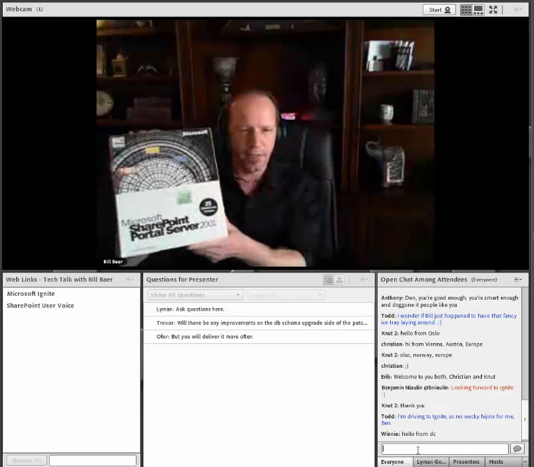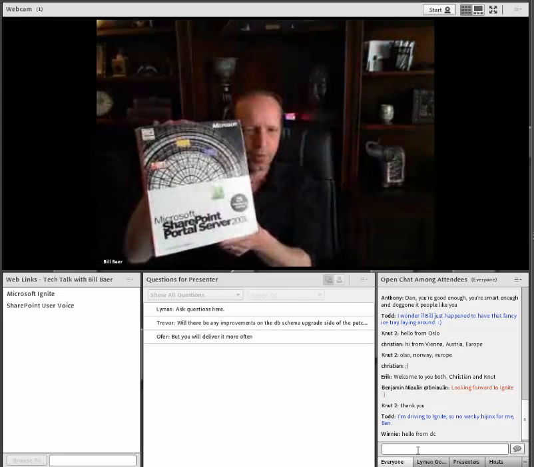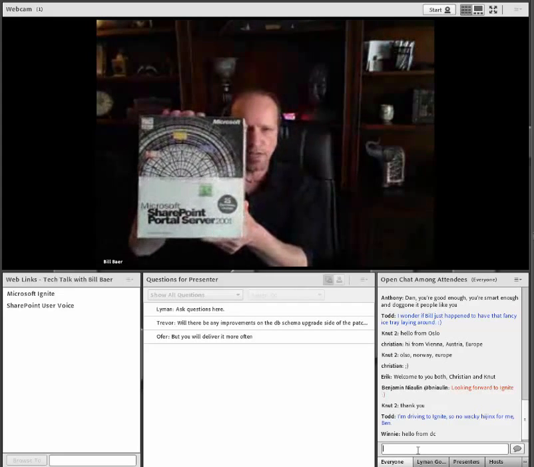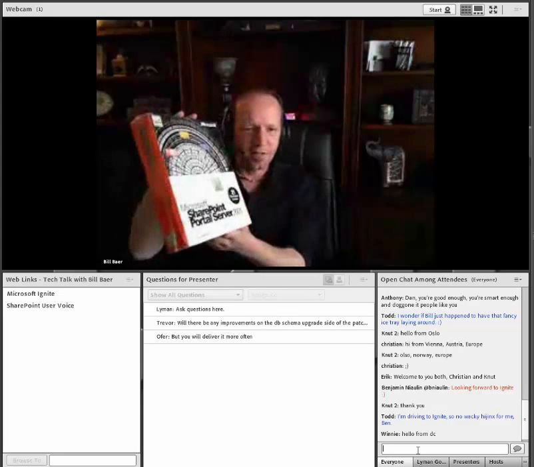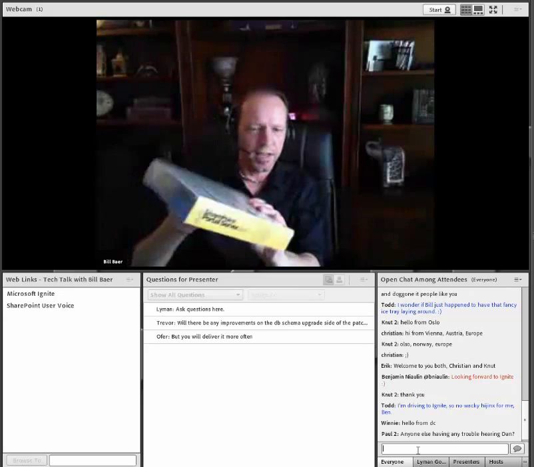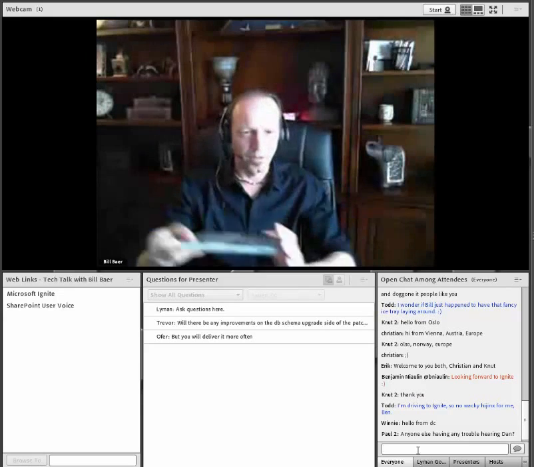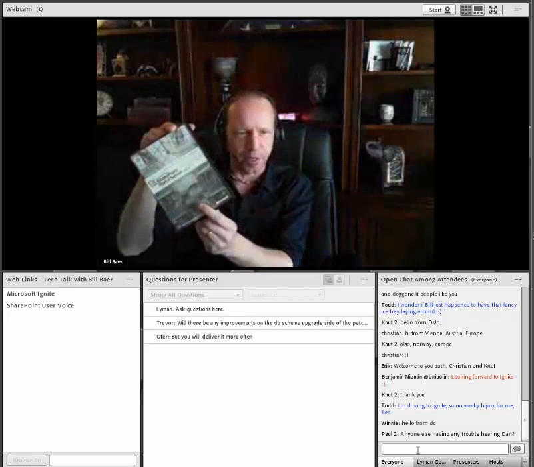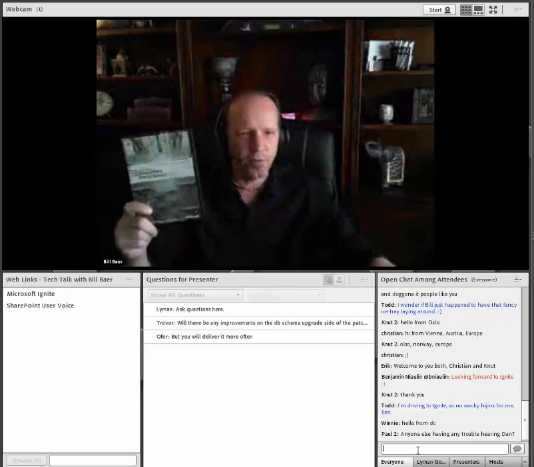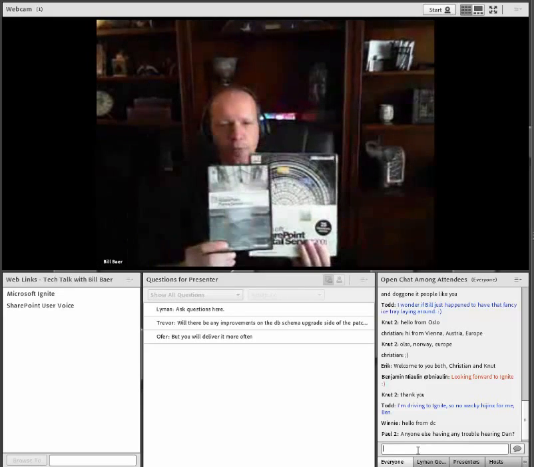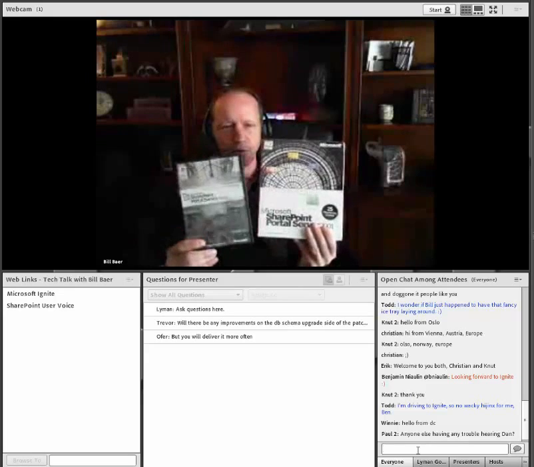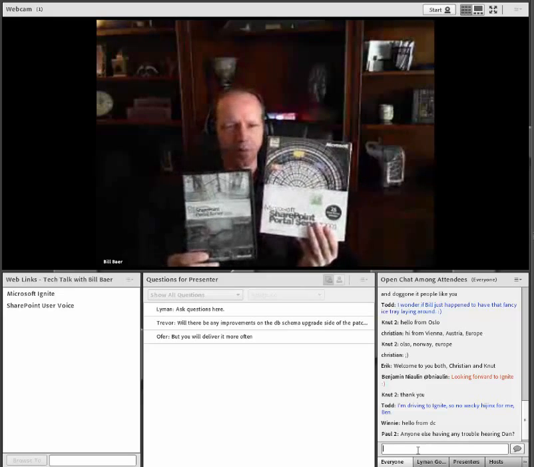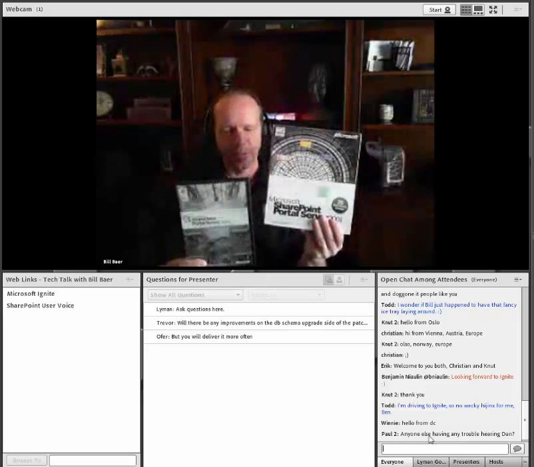So here I've got Portal Server 2001, which was a unique SharePoint product, and then we shipped another one, which was SharePoint Portal Server 2003, which was, again, another unique product. The difference between these two is there's no affinity between them. These were two discrete server products that we deliberately developed as such.